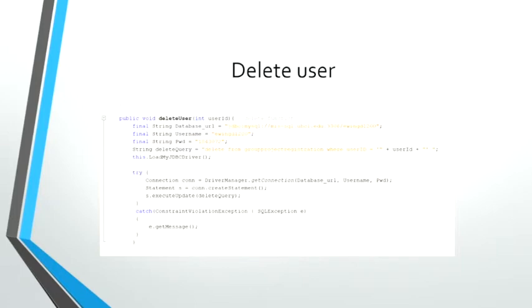Here is our delete user screenshot. Here we're using Dan's database, and we have his username, his password, and here is our string delete query. It's basically just delete from group project registration, which is the name of Dan's database, and we're deleting the user ID because that would be our primary key.